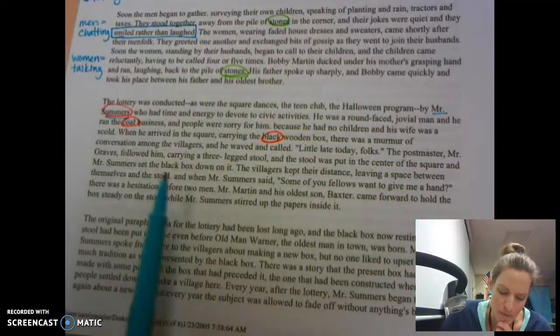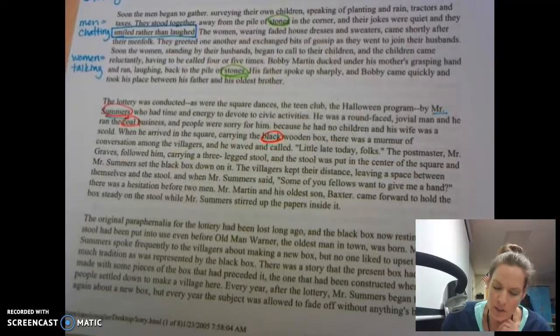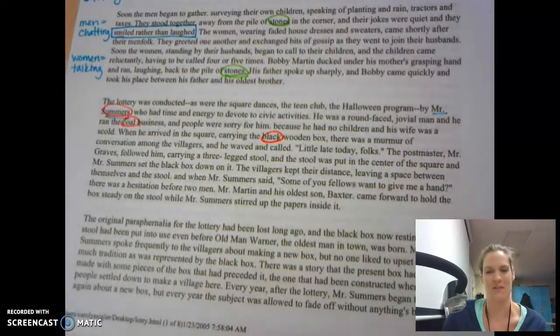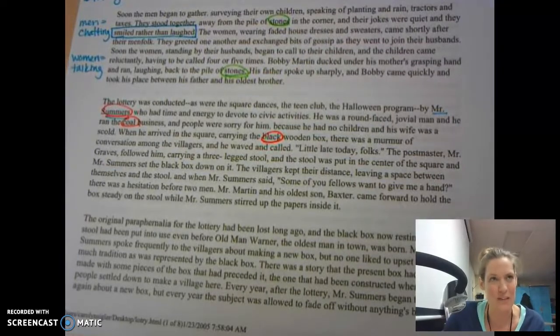"There was a murmur of conversation among the villagers, and he waved and called, 'Little late today, folks.' The postmaster, Mr. Graves." Look at that name, Graves. Think of what graves are usually associated with, too.